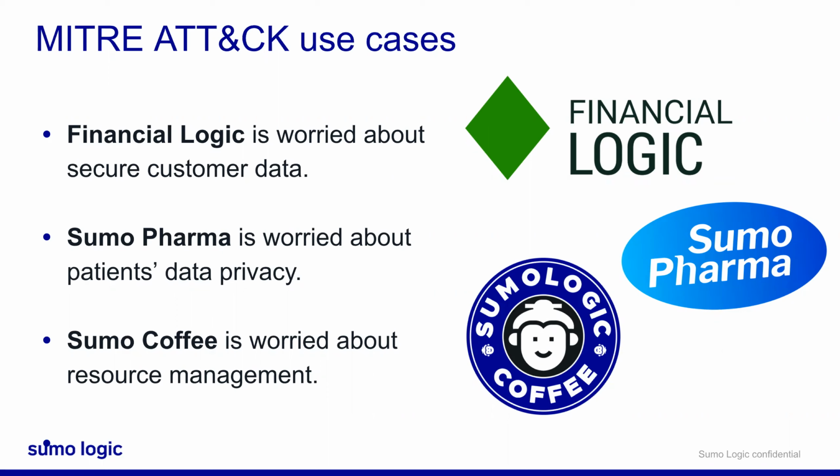Sumo Coffee, they want to make sure that their infrastructure and their apps are running as efficiently as possible. And so execution is going to be a particular concern because many executables are going to use precious computing resources.